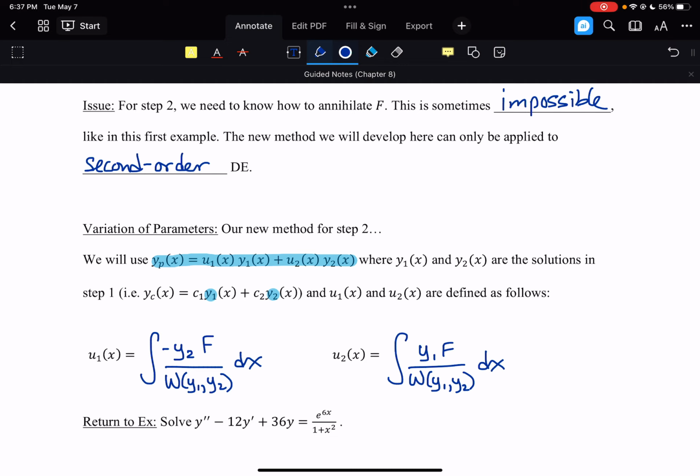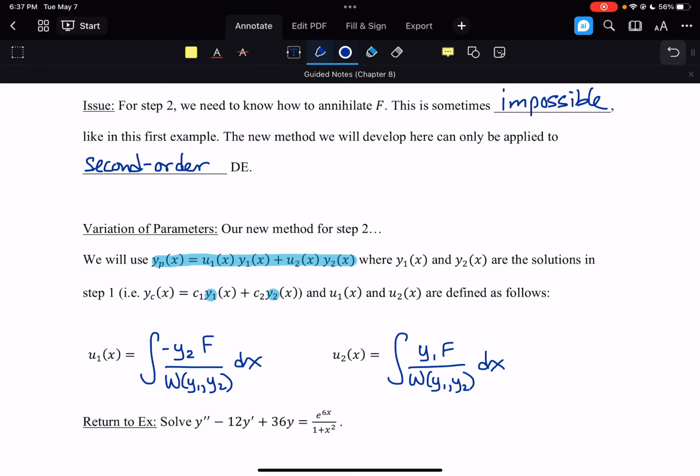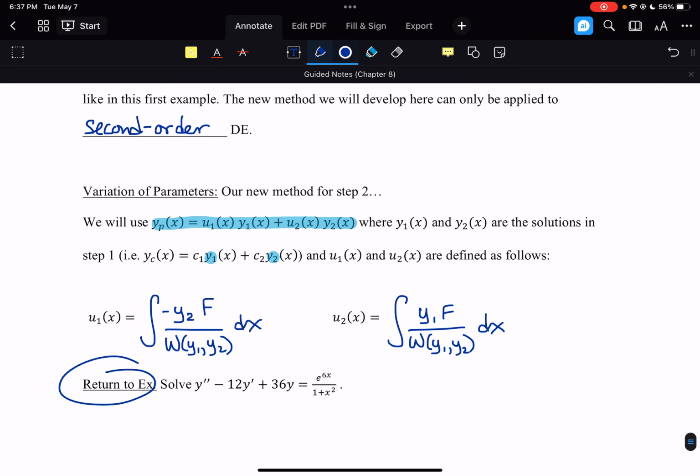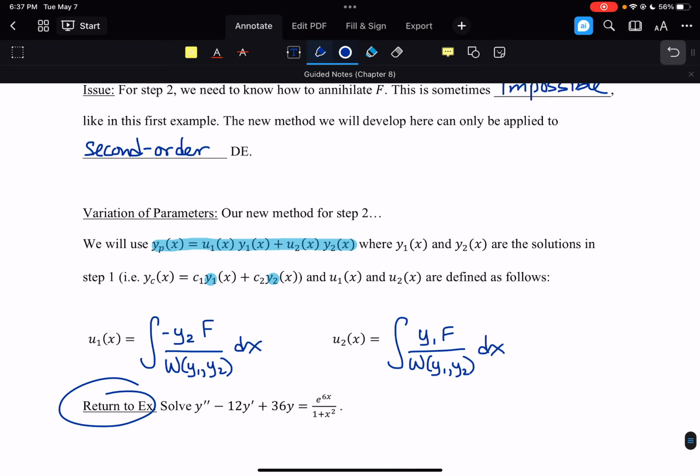It is possible to derive these formulas. We're not going to take the time to go through that process, but that is something that is doable. So this will be the general form of our particular solution using variation of parameters, and these are the values of u1 and u2. So it's coming based off of the solutions y1 and y2 that we already found in the complementary solution. So if we look back, we're going to return to this example now. We already found the complementary solution was e to the 6x and x e to the 6x for those two.